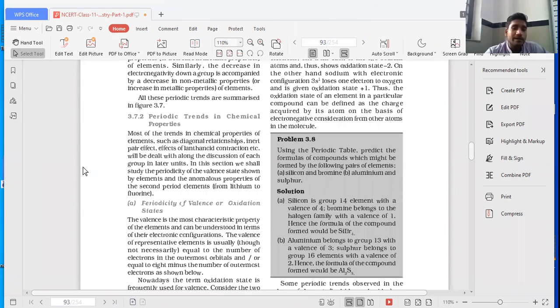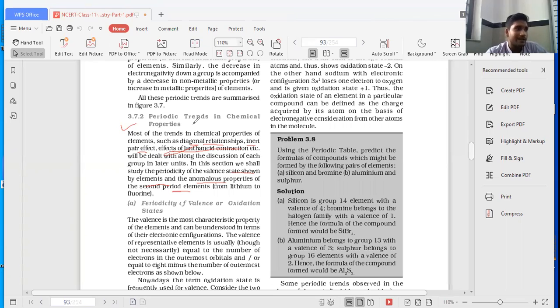This was all about the periodic trends in physical properties. Now we have to see periodic trends in chemical properties. Okay. What are the periodic trends in chemical properties? Most of the trends in chemical properties of elements such as diagonal relationship, inert pair effect, and effect of lanthanoid contraction will be dealt with along the discussion of each group in later units. In this section, we shall study the periodicity of valence state shown by elements, and anomalous properties of second period.